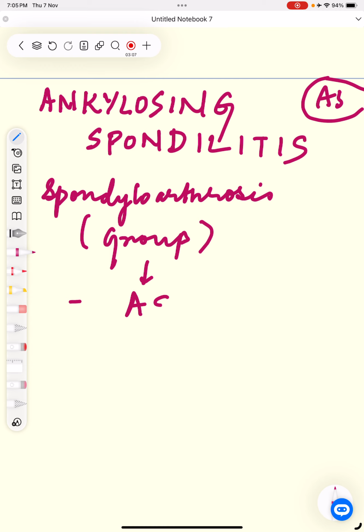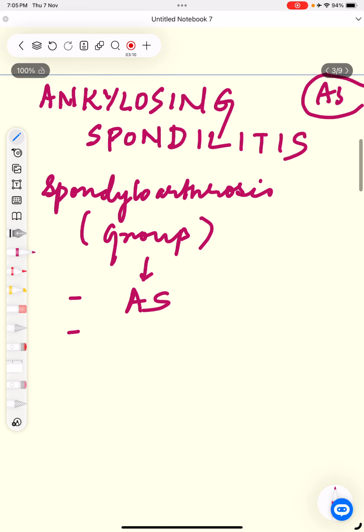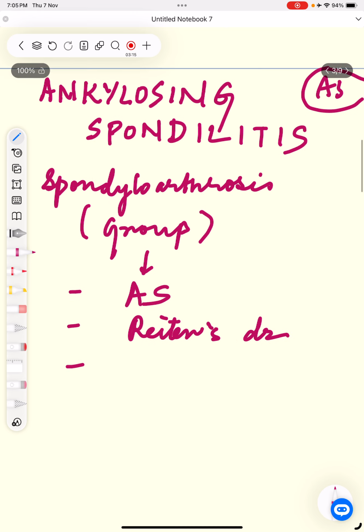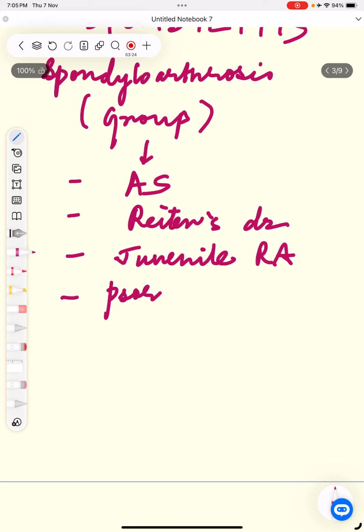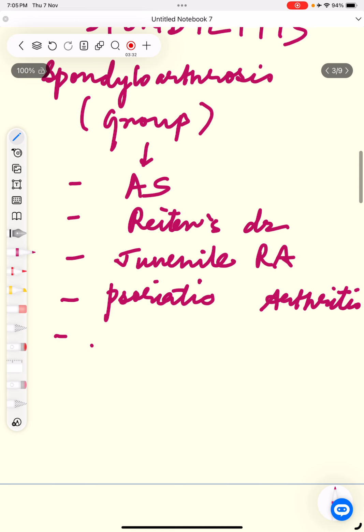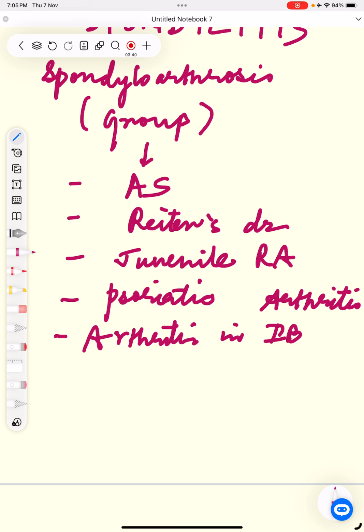First is, of course, ankylosing spondylitis. Then comes Reiter's disease. Then comes juvenile rheumatoid arthritis. Then comes psoriatic arthritis. Then comes arthritis in inflammatory bowel disease. So all five of them are actually part of spondyloarthrosis.